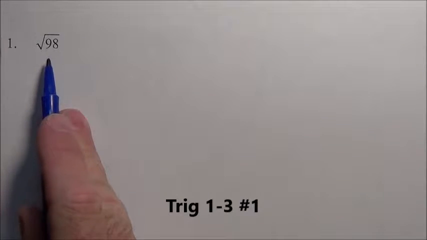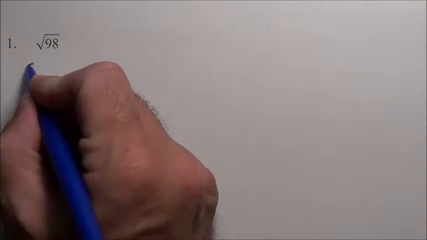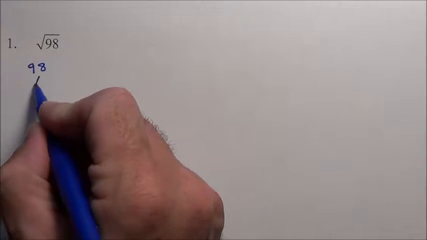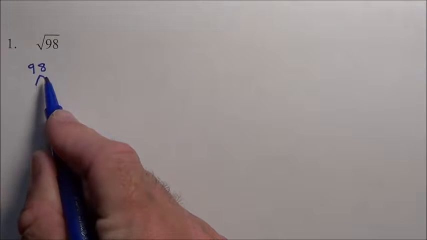Here's problem one. We have to simplify the square root of 98. Well, the first thing we have to do is figure out what prime numbers multiply together to give us 98. So I'm going to do a factor tree. I'm going to take 98 and break it down. I'm going to think, what multiplies together to give me 98?